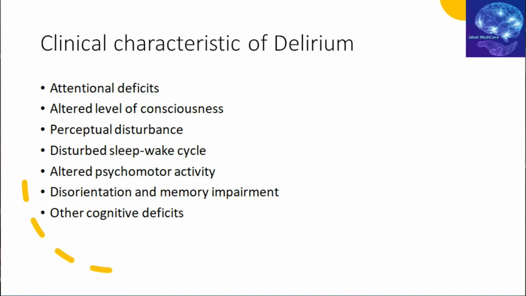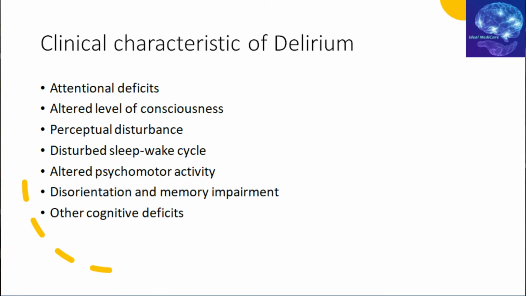It could be perceptual disturbance in the form of hallucinations, delusions, or Capgras syndrome, where they suspect that the family member is some kind of imposter. It could be a disturbed sleep-wake cycle, which is actually the first one to be noted. There could be sundowning, so by the end of the day, they become more agitated and start acting up more. And there may be altered psychomotor activity. So they may be hyperactive sometimes, hypoactive at other times, and sometimes they are appropriately responsive.